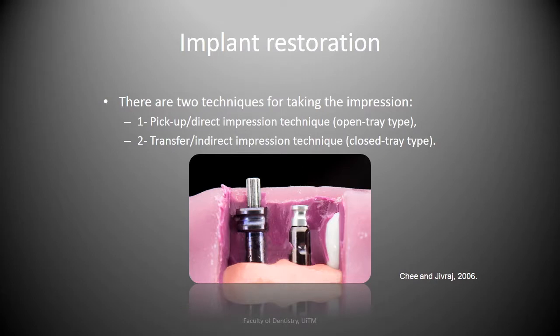There are 2 techniques for taking the impression. The first is called the pickup or direct impression technique, also known as the open tray type. The second is the transfer or indirect impression technique, known as the closed tray type. A cross-section in the impression shows the clear difference between the open tray coping on the left and the closed tray coping on the right.